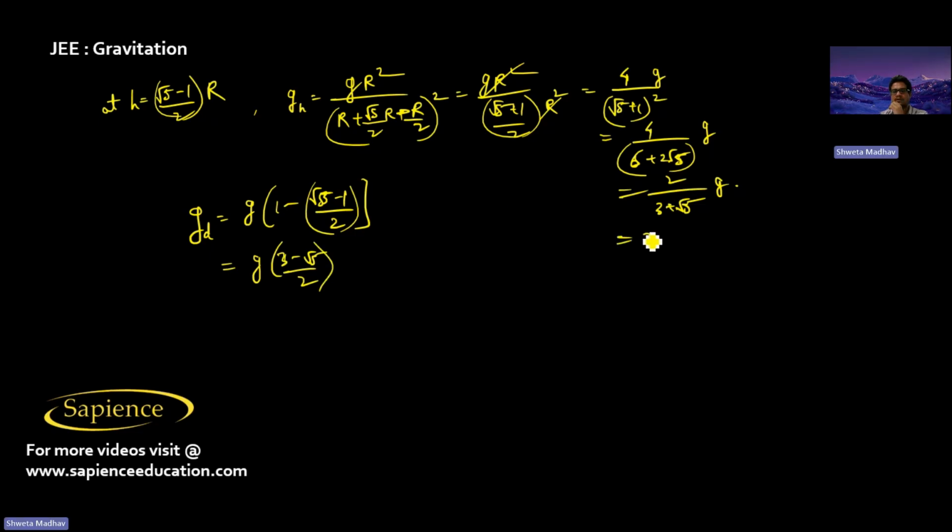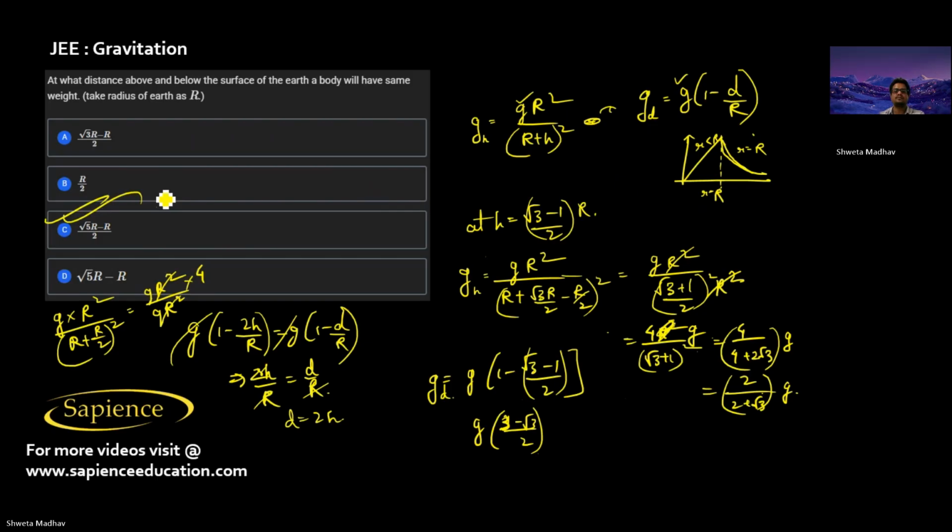This one, if we simplify it, this will be 2 into (3 minus root 5) by (9 minus 5), that is 4. So yeah, these two are the same. So option C is the correct answer.